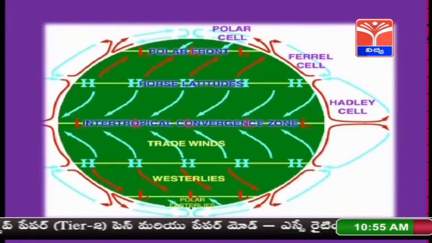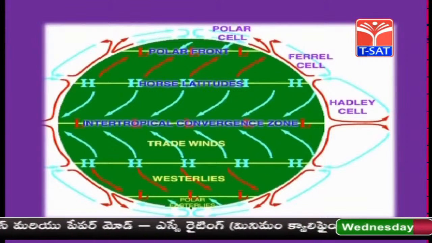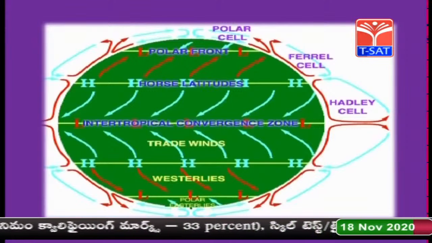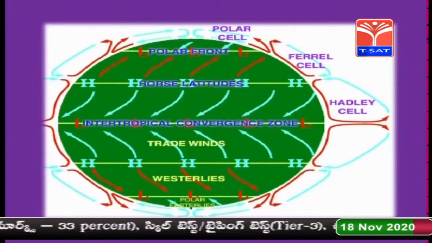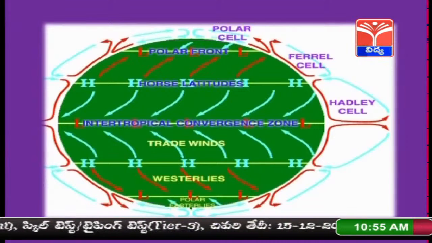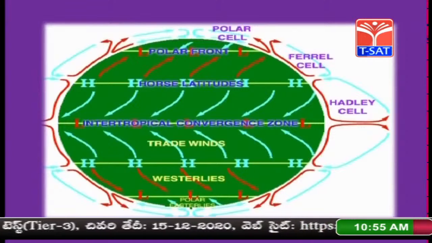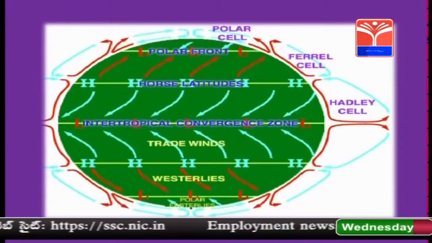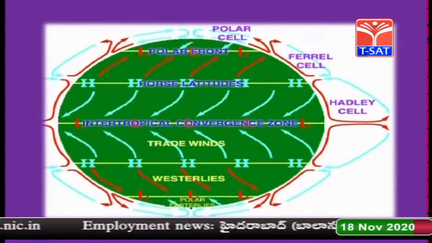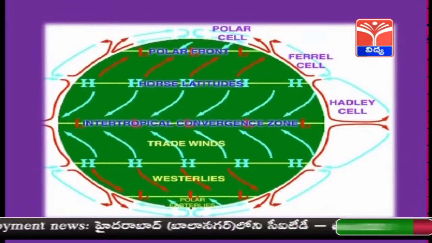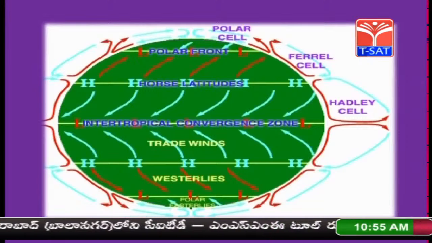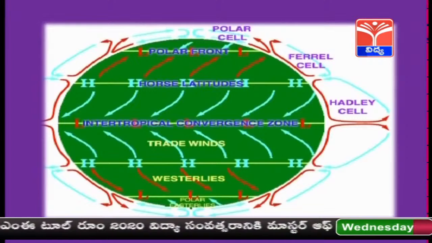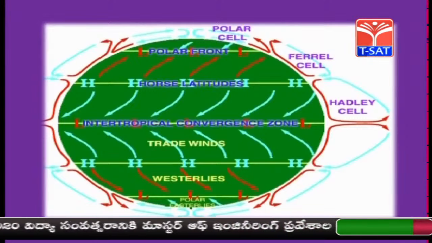If they move from the southern hemisphere, they are known as southeasterly trade winds, and if they move from the northern hemisphere, they are known as northeasterly trade winds. So both these trade winds, from south and north, meet at one point, they converge at one point. What is that point known as? It is Intertropical Convergence Zone, that is ITCZ.